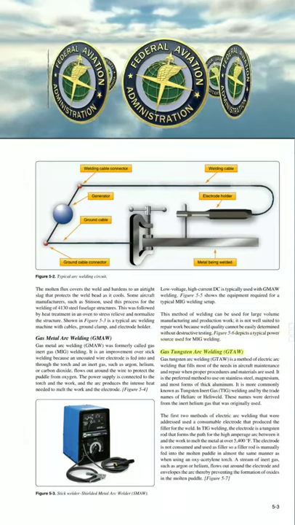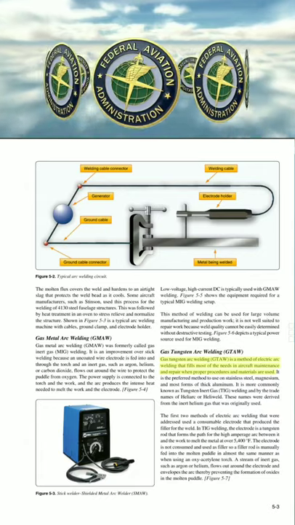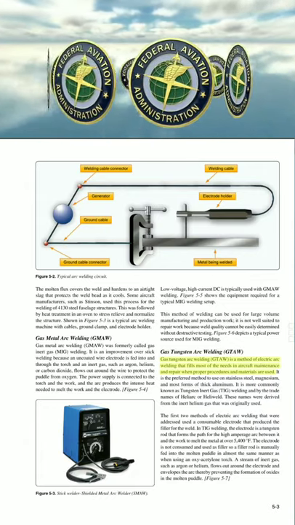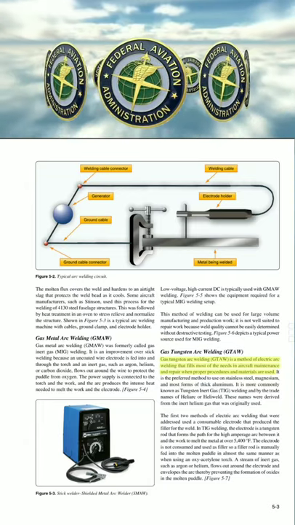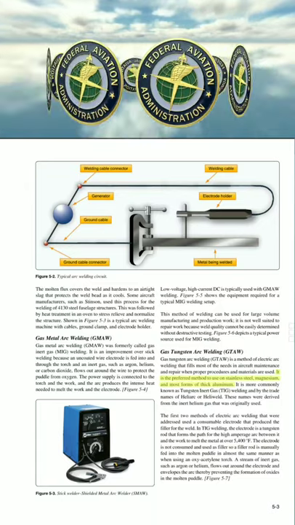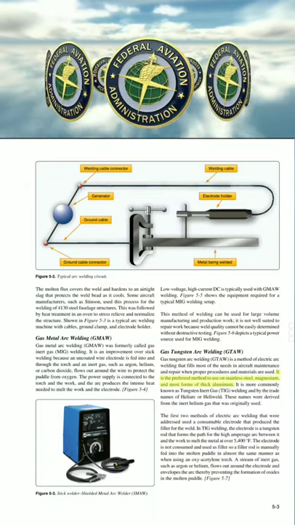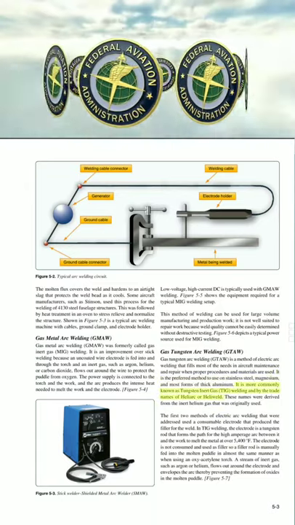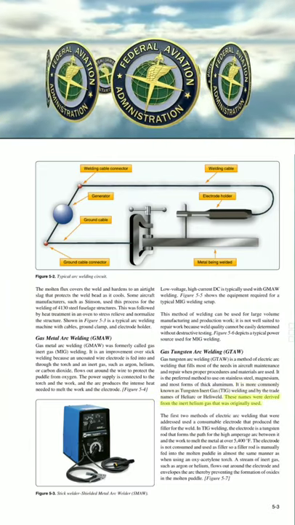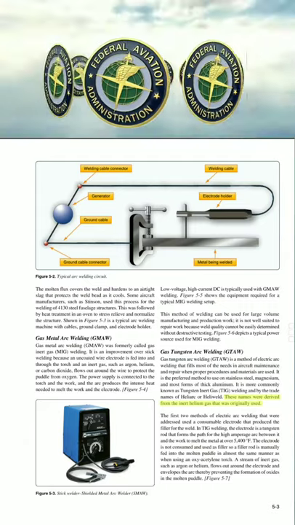Gas tungsten arc welding, GTAW. Gas tungsten arc welding, GTAW, is a method of electric arc welding that fills most of the needs in aircraft maintenance and repair, when proper procedures and materials are used. It is the preferred method to use on stainless steel, magnesium, and most forms of thick aluminum. It is more commonly known as tungsten inert gas, TIG, welding and by the trade names of heliarc or heliweld. These names were derived from the inert helium gas that was originally used.